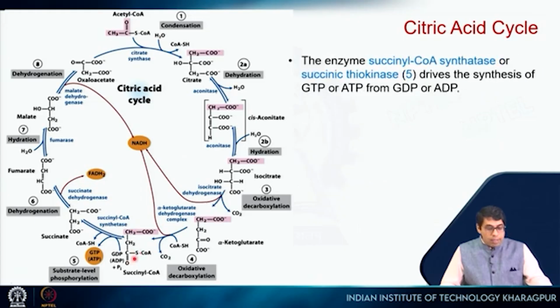Now succinyl coenzyme A is converted to succinate or succinic acid by this enzyme succinyl CoA synthetase. Succinyl CoA synthetase is also called succinic thiokinase, right. And this step drives the synthesis of ATP or GTP from GDP or ADP. So GDP is converted to GTP or ADP is converted to ATP, right. So we have basically synthesis of another ATP molecule at this step.